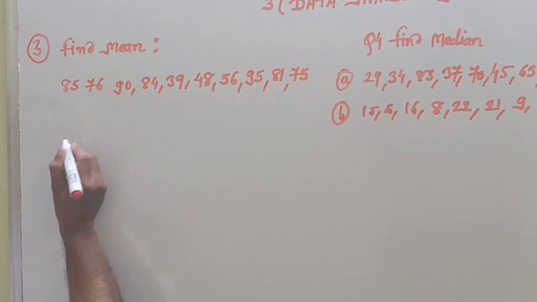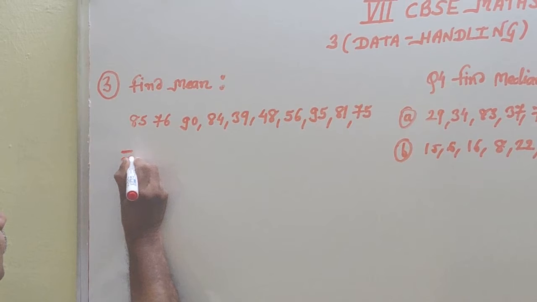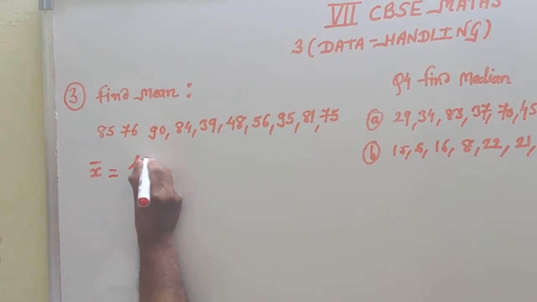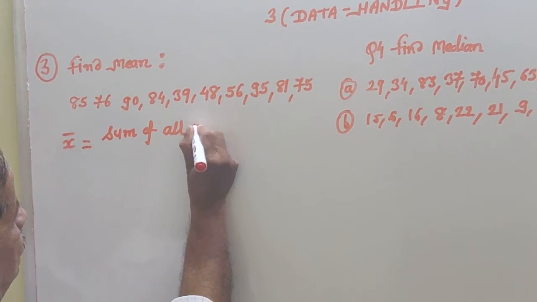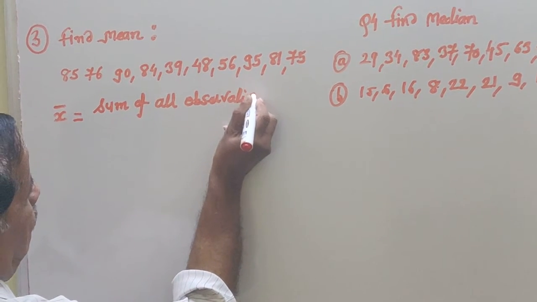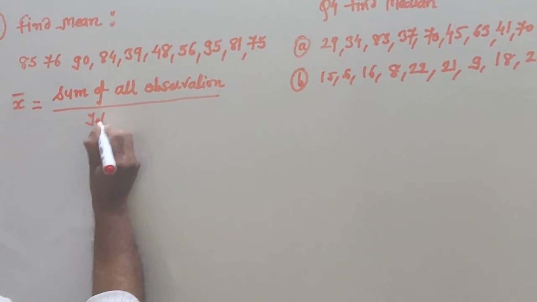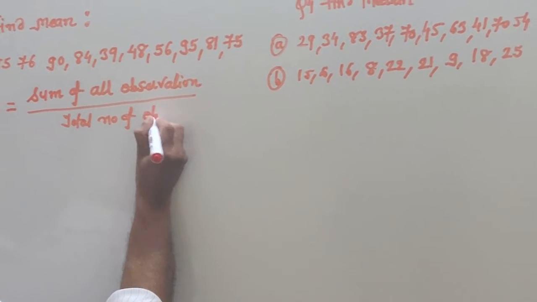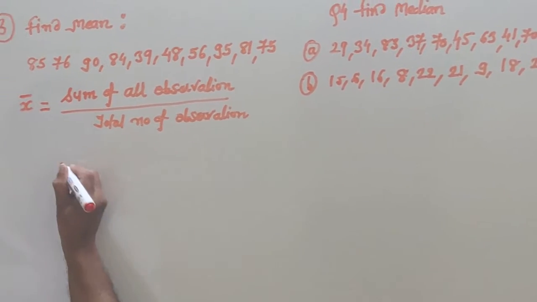Now, what is the mean? Mean is denoted by x bar. What is the formula of this? x bar is equal to the sum of all observations upon the total number of observations. First write down the formula, then substitute the values.